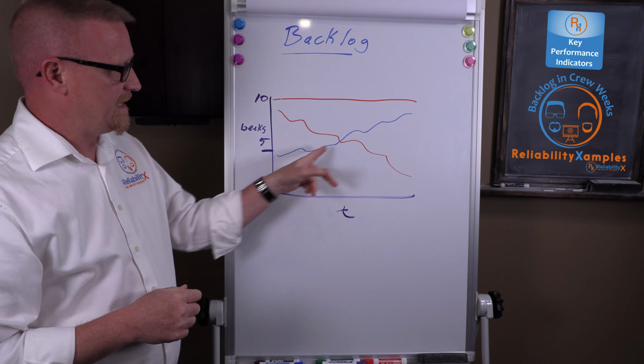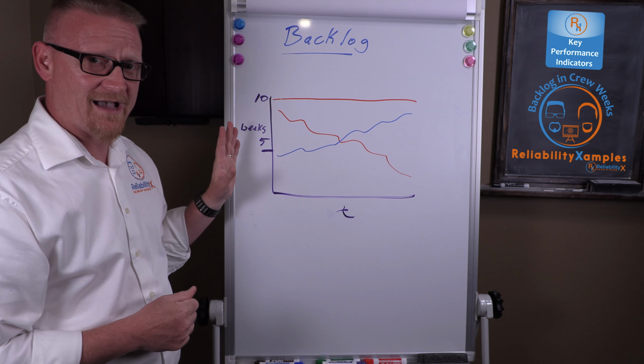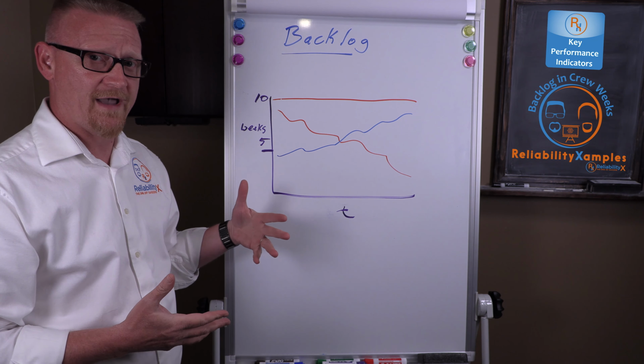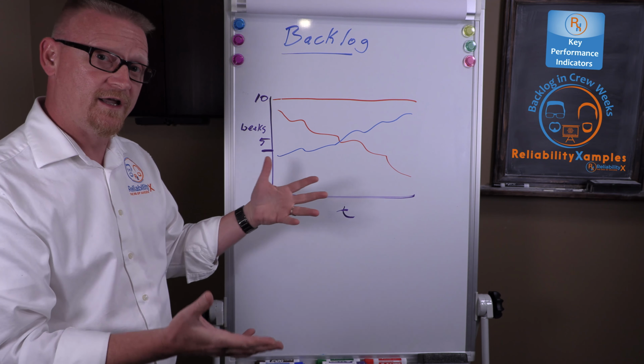So essentially, keep an eye on your trend. Trend your crew weeks in backlog, and that will determine whether or not you have enough staff to adequately get the work done as it's coming in.